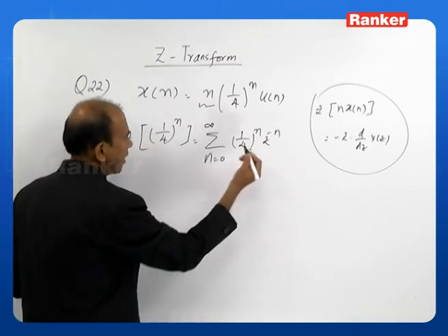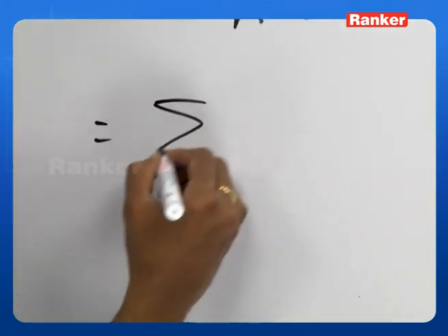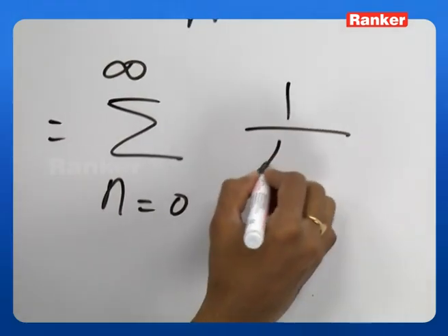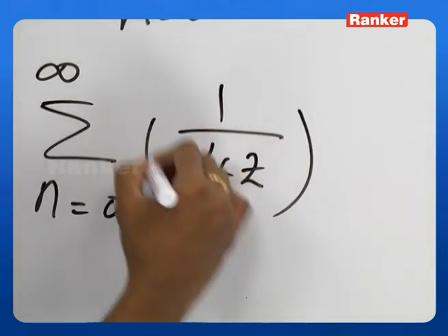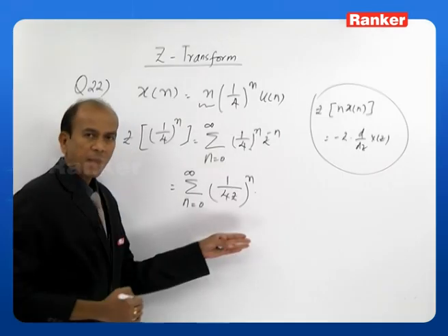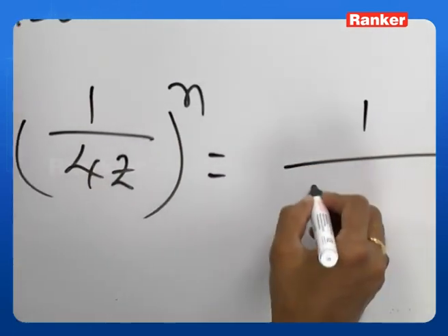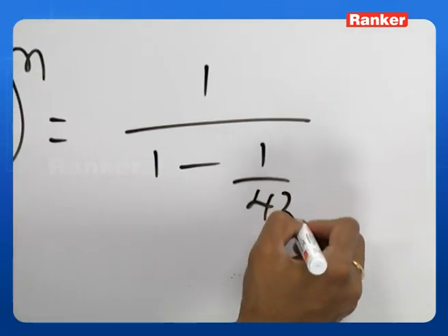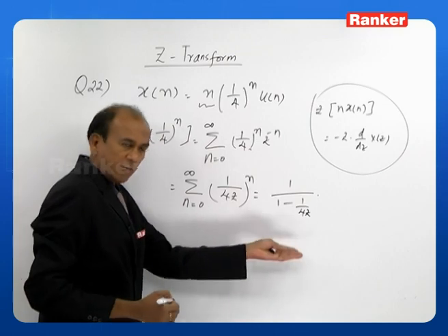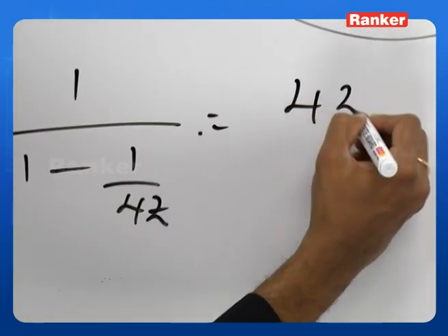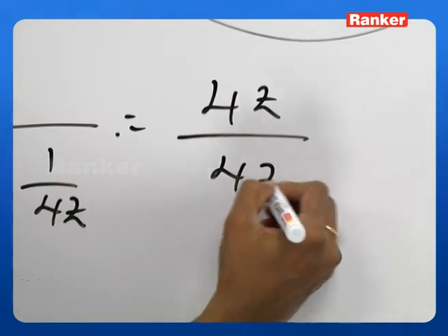So what I will do is now we will just rewrite this so that I can get the answer. n equal to 0 to infinity, (1 by 4z) to the power of n. Okay, the summation is nothing but equal to 1 by (1 minus 1 by 4z). Now we have to just simplify this. So this will be equal to 4z by (4z minus 1).